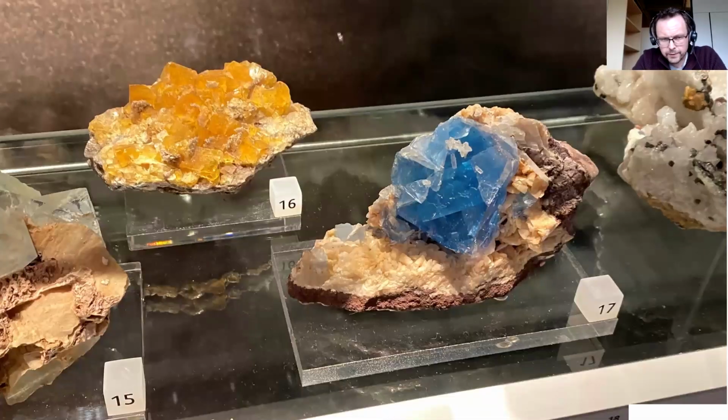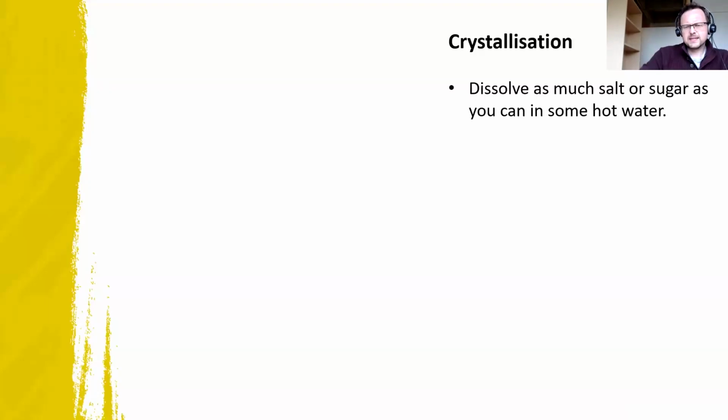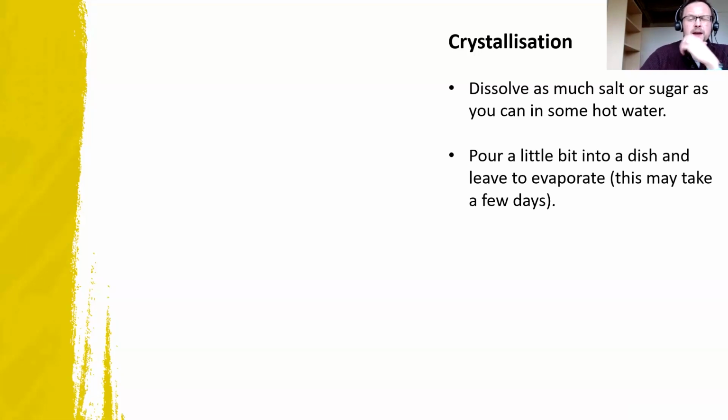The other one is growing crystals. So these are some examples of some crystals that I saw at Edinburgh Museum of naturally occurring minerals, and they look absolutely gorgeous. But you can have a go at growing some yourself at home. So for this, the sugar or salt works quite well. Dissolve as much as you can in some hot water, but just be careful not to burn yourself with the hot water. Then you pour a little bit into a dish and then leave it to evaporate, which could take a couple of days if you've got a lot of sugar or salt in there.